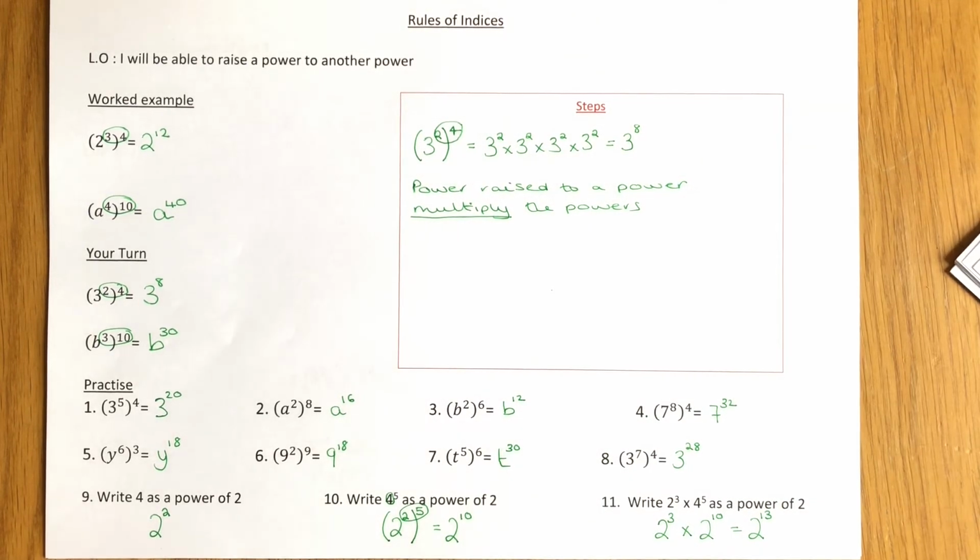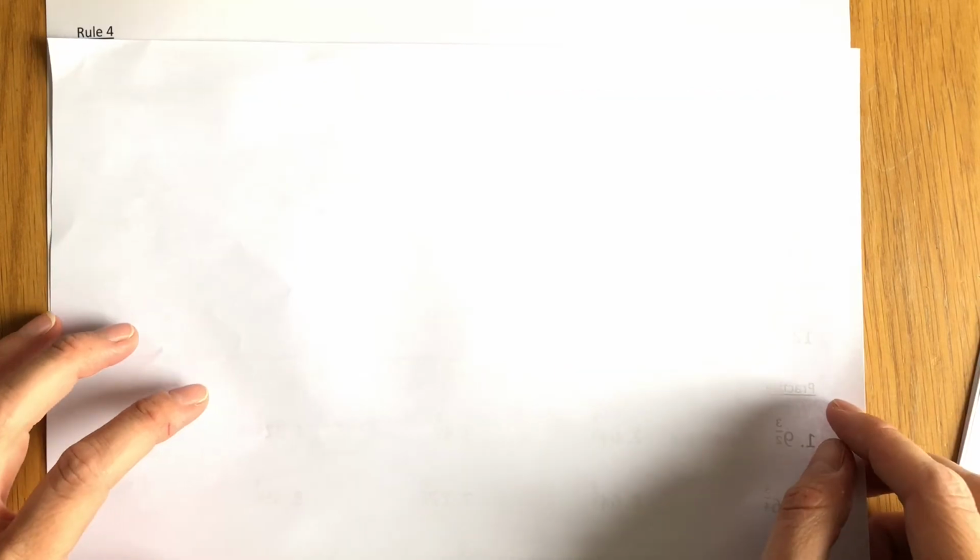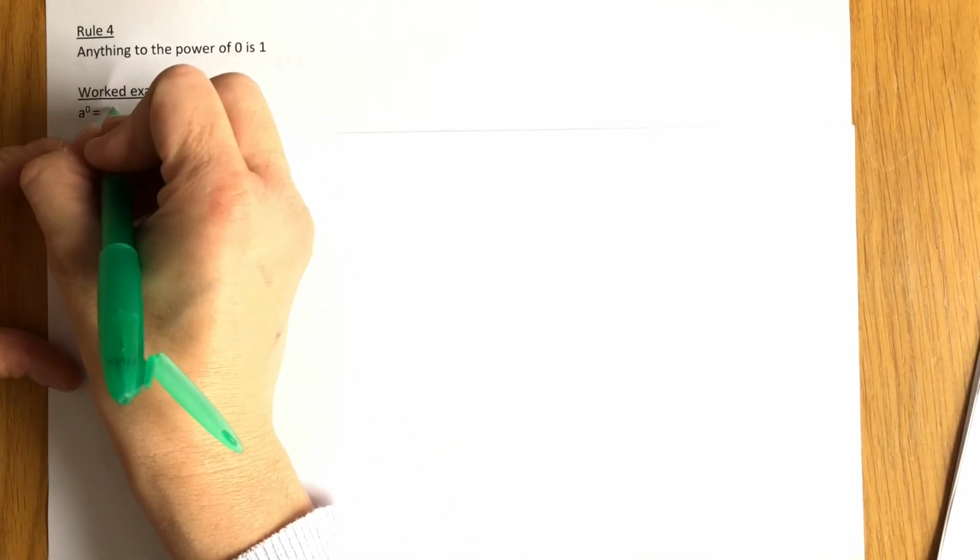Let's move on to rule 4. Okay, here comes the most difficult rule. Are you ready for it? Anything to the power of 0 is 1. And that is it. So, a to the power of 0 is 1.